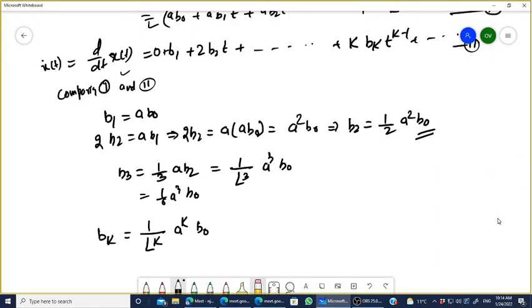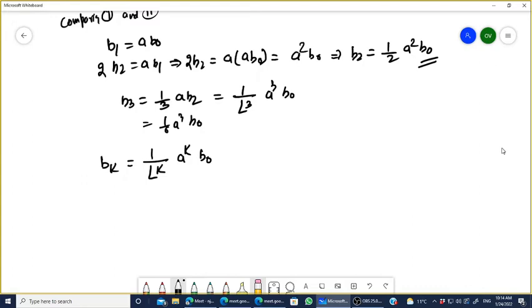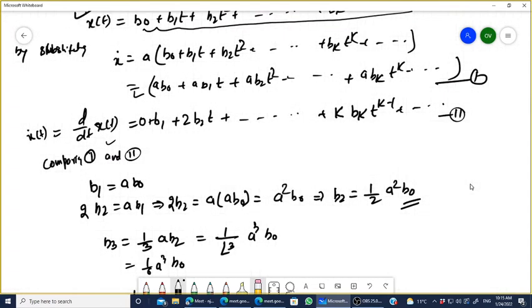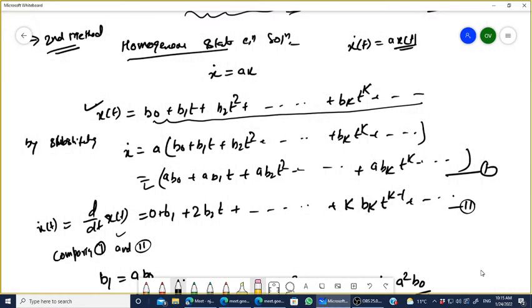Now, if you know the value of b naught, and what is the b naught? b naught is this constant value, and this constant value can be evaluated when you put t equal to 0. If you put t equal to 0, then only the b naught will come. Yes or no? Yes, sir. So it means this is the initial value.